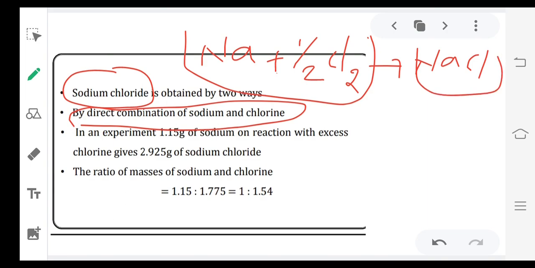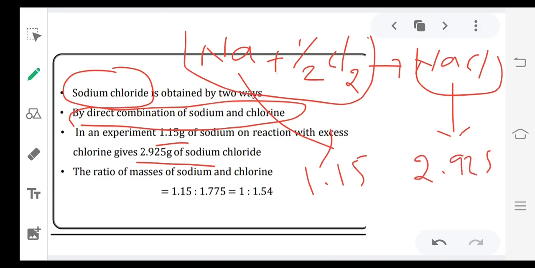How much sodium have we taken? 1.15 grams of sodium, and the quantity of chlorine is in excess. So 1.15 grams of sodium will combine with the specific quantity of chlorine required for the reaction, and produce 2.925 grams of sodium chloride. So we have taken 1.15 of sodium, and we got 2.925 of NaCl. From these quantities we can calculate how much chlorine combined.